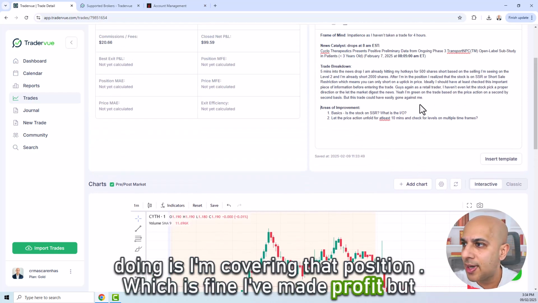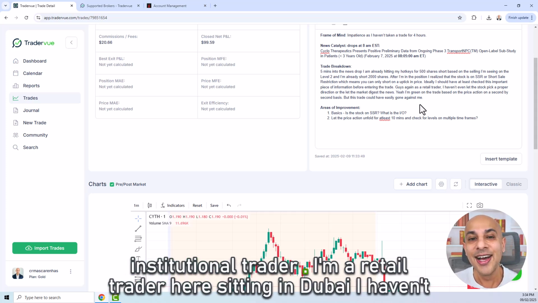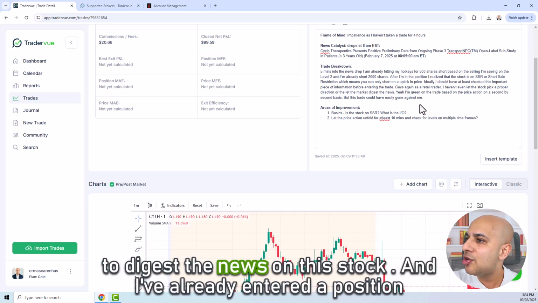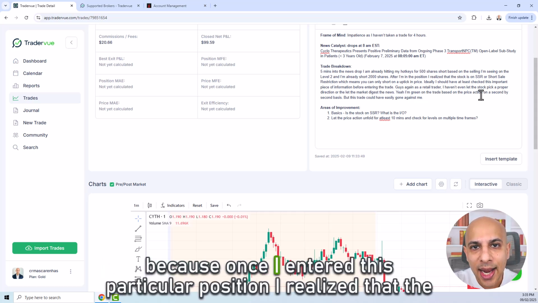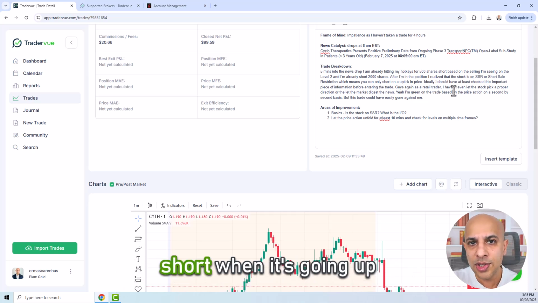I made profit, but here's the mistake I made. I'm a retail trader, guys. I am not some big institutional trader. I'm a retail trader here sitting in Dubai. I haven't given the market even 5 minutes to digest the news on the stock, and I've already entered a position. Because once I entered this particular position, I realized that the stock is on short sale restriction, which means that people can only short when it's going up.